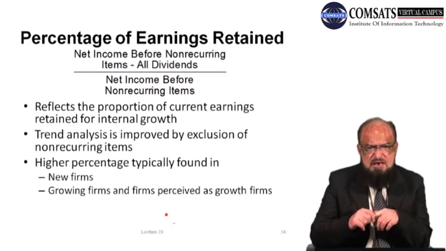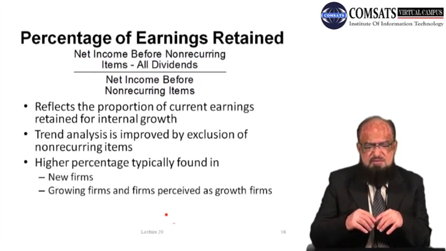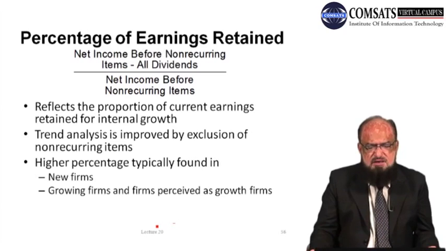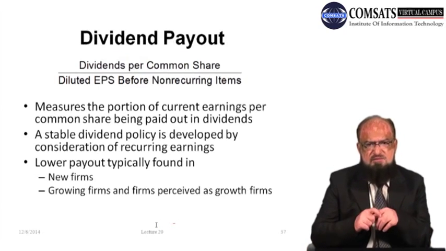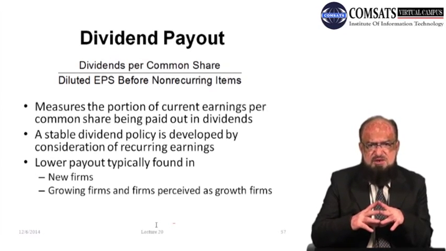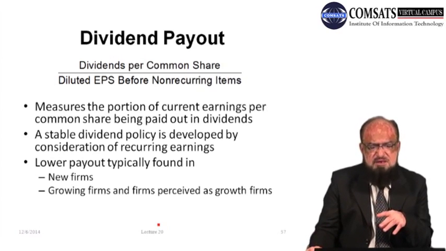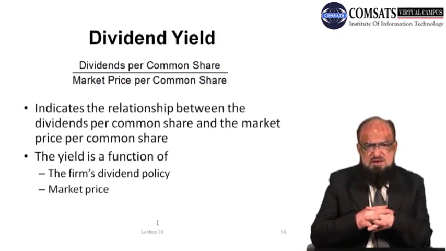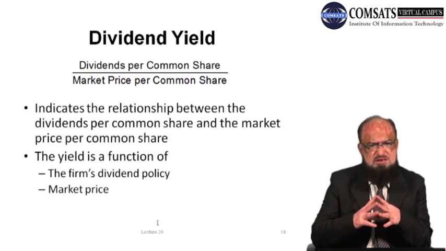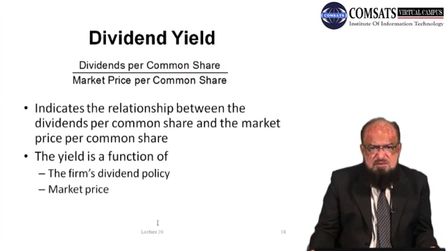And we have discussed another formula in lecture 20, percentage of earnings retained: net income before non-recurring items minus all dividends, divided by net income before non-recurring items. Another formula in lecture 20, dividend payout: dividend per share divided by diluted earnings per share before non-recurring items of the business. Dear students, in lecture 20 we also discussed dividend yield: dividend per common share divided by market price per common share.